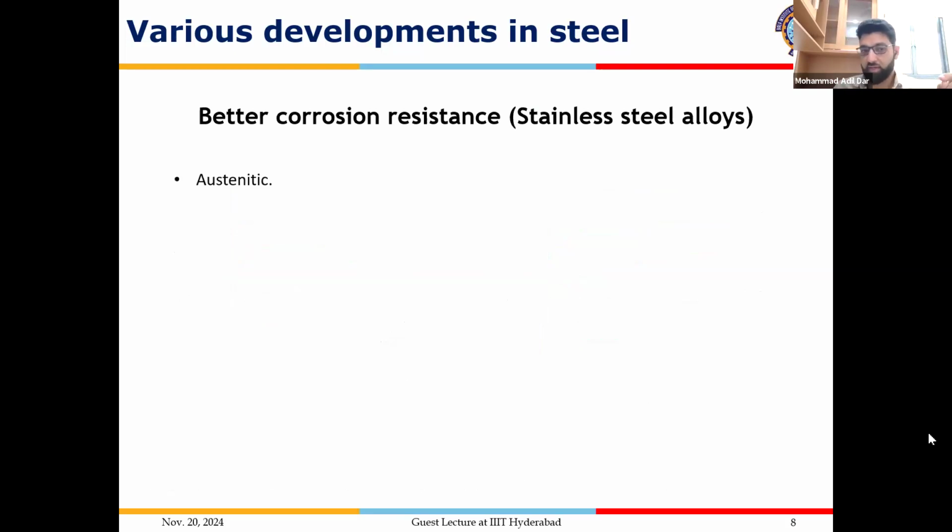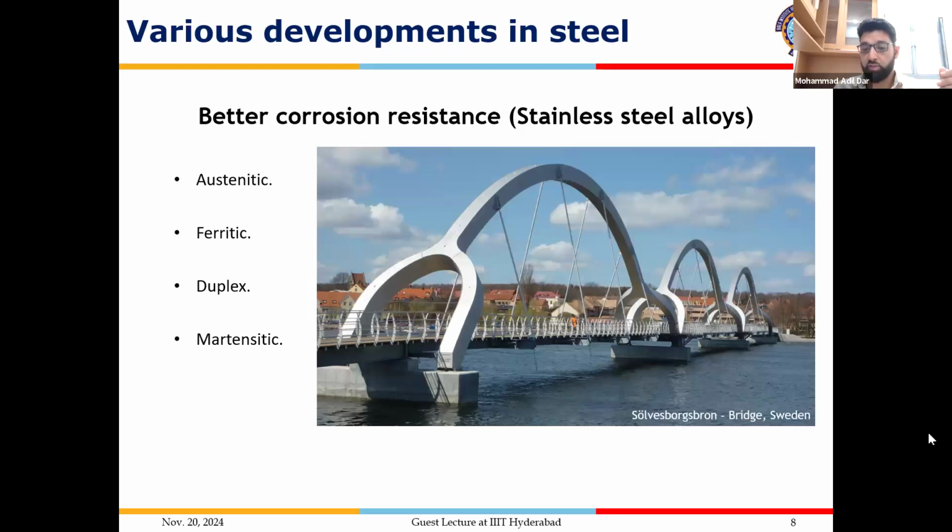And we have four different types. We have austenitic stainless steel, we have ferritic, we have duplex, and we have martensitic steel. They show its application in the real world. This is a bridge in Sweden, where if you can see, the arches and the cables are made up of stainless steel. And this particular structure, even after 100 years of its service life, will need to replace the deck slab, and the arch and the cables will still be functional given the design loads they were designed for.